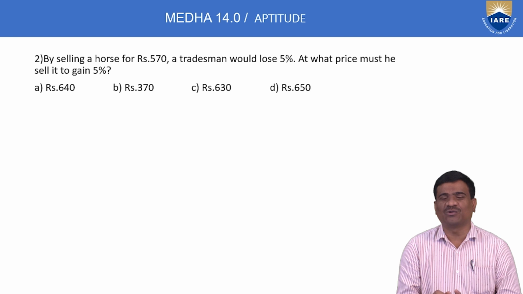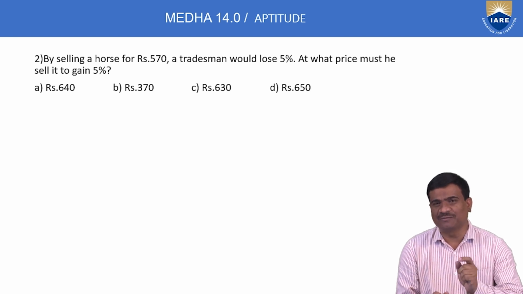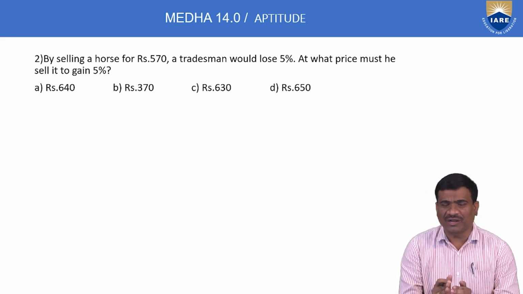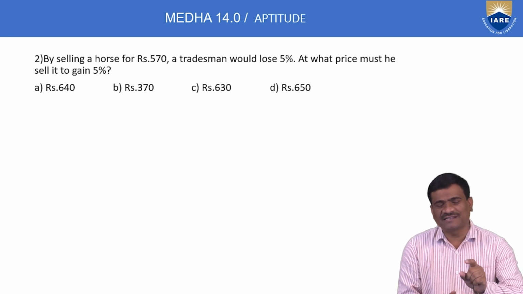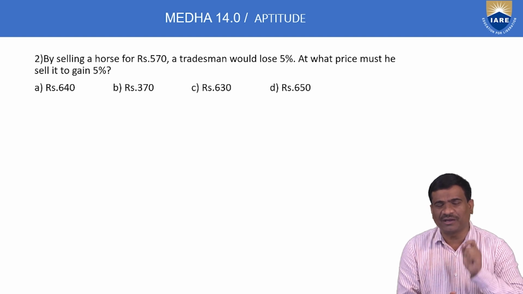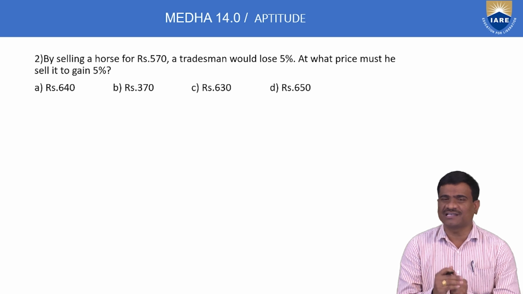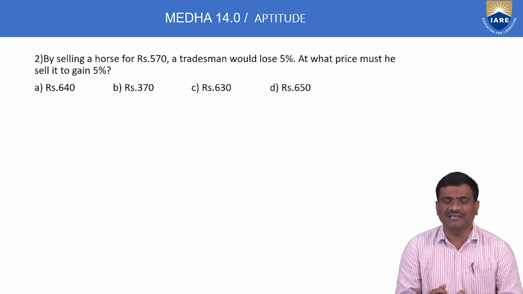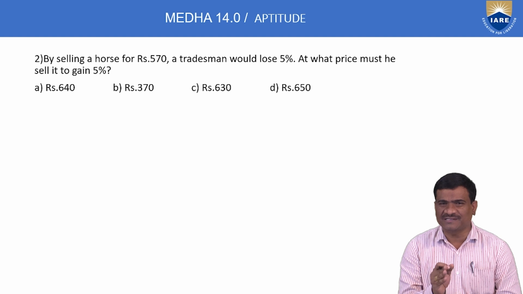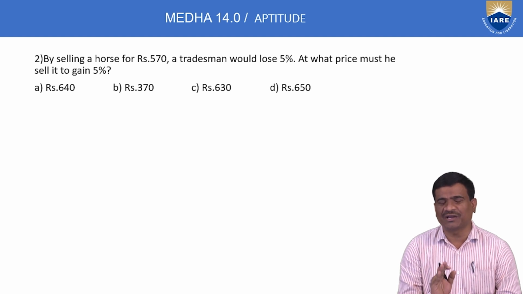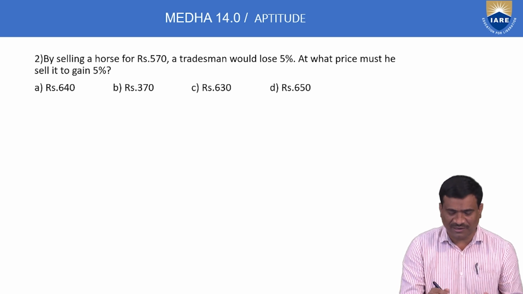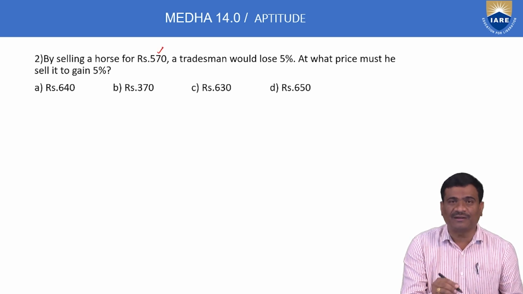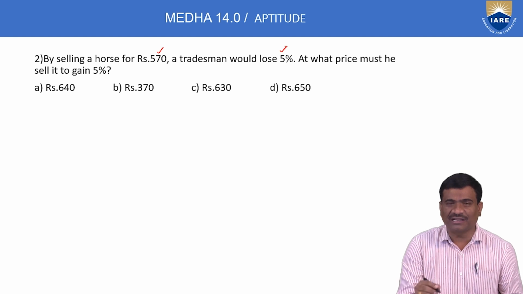Loss is equal to cost price minus selling price. Relation between cost price and selling price: selling price is equal to cost price into (100 plus G) by 100. When loss is given, selling price is equal to cost price into (100 minus L) by 100, where L is the loss percentage. Here, first statement: selling price 570, loss 5%.